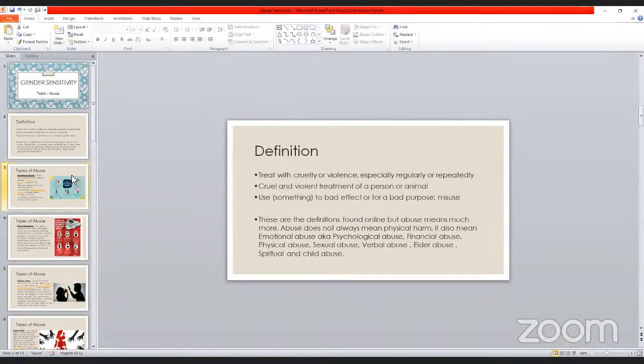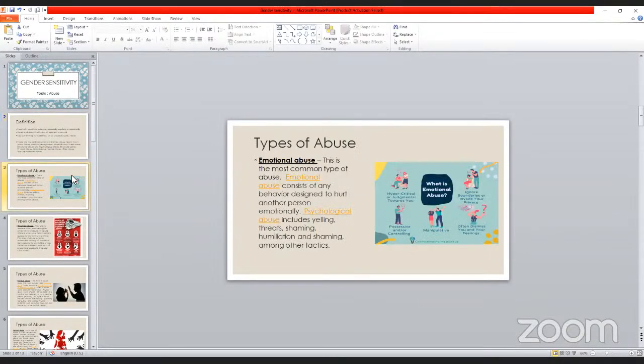There are various types of abuse. First one is emotional abuse, where a person is constantly tormented by society, and he or she is at the point of not accepting themselves as they are, and they constantly try to improve themselves just because other people are blaming them.